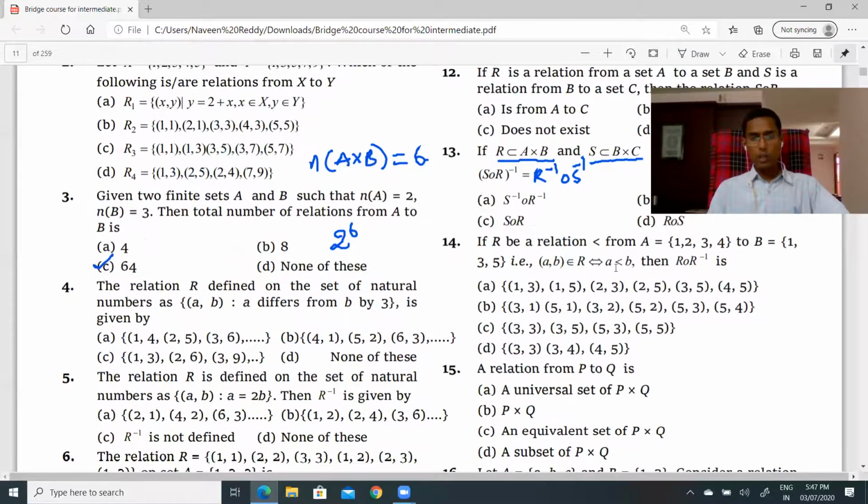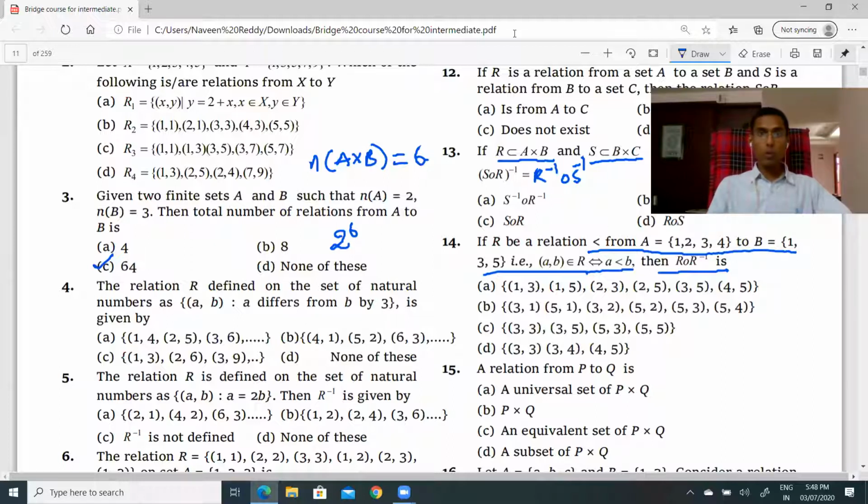Then we'll go to 14. This one also I explained. A is less than B, R is a relation, the less than relation, from A to B, defined as A comma B belongs to R when A is less than B. Then we should find R circle R inverse. First write R, then R inverse, then do R circle R inverse. First remember 1 2 3 4 and 1 3 5.